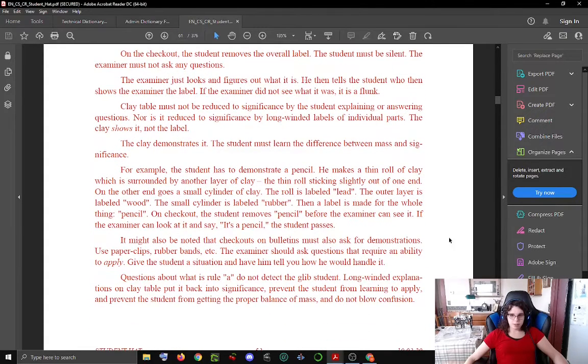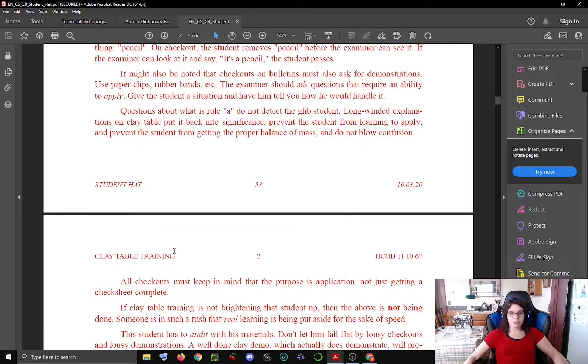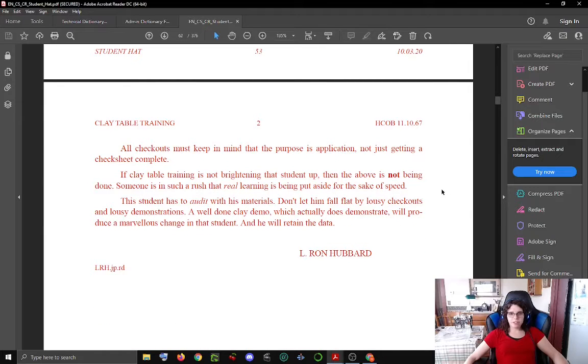Clay demonstrates it. May also be noted that checkouts on bulletins must also ask for demonstrations. Use paper clips, rubber bands, etc. The examiner should ask questions that require an ability to apply. Give the student a situation and have him tell you how he would handle it. Questions about what is Rule A do not detect the glib student. Long-winded explanations on clay table put it back into significance, prevent the student from learning to apply, and prevent the student from getting the proper balance of mass, and do not blow confusion. All checkouts must keep in mind that the purpose is application, not just getting a check sheet complete.